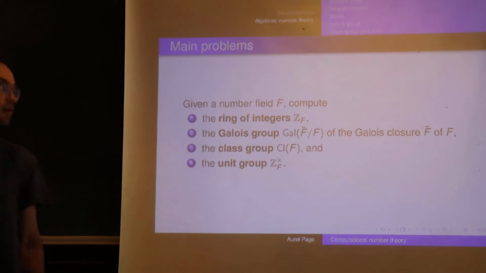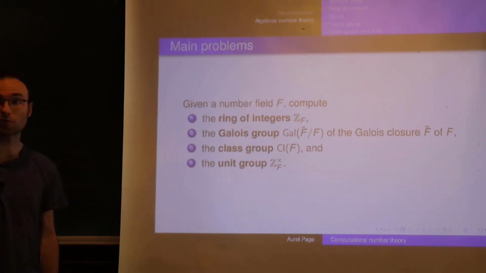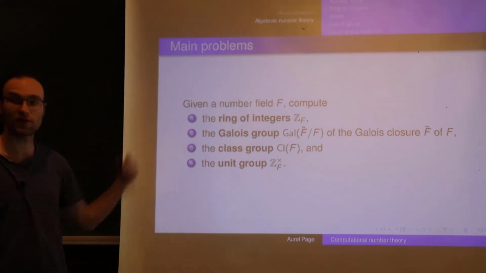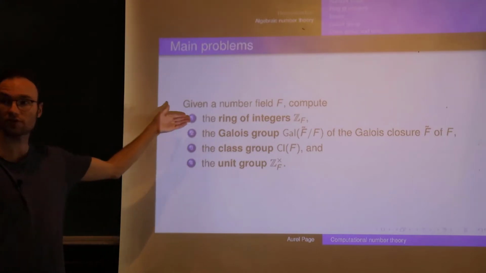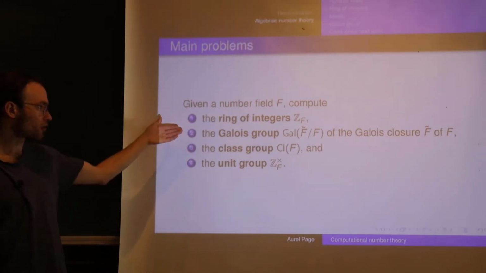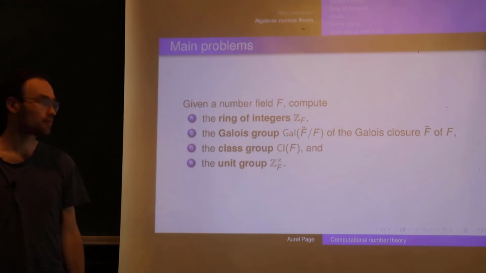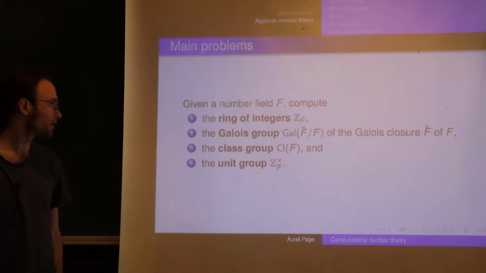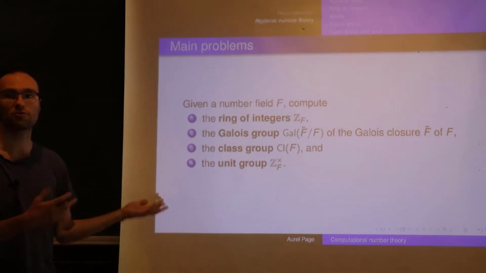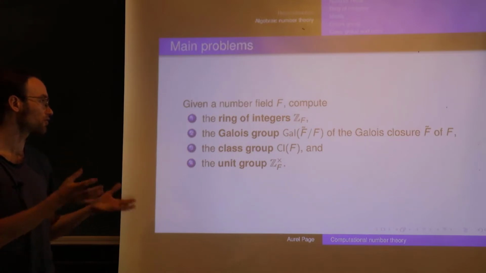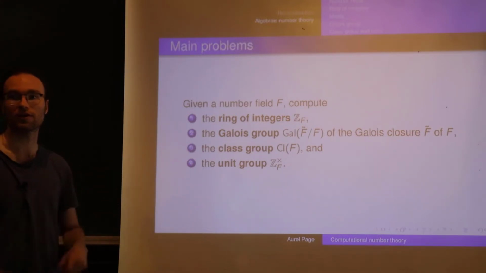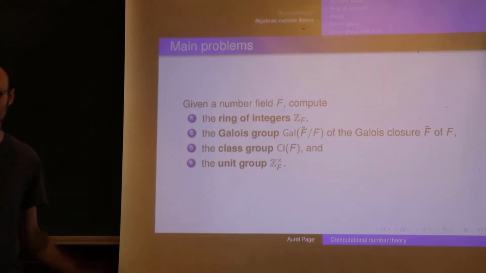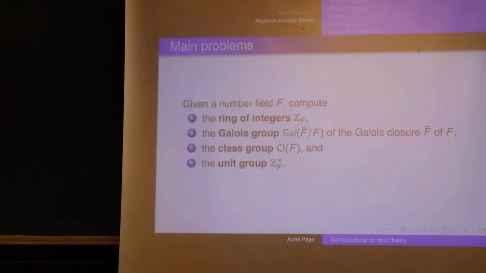Okay, so here are the main problems of computational algebraic number theory that we are going to talk about. Given a number field, you want to compute the ring of integers, you want to compute the Galois group of the Galois closure of the field, you want to compute the class group, and you want to compute the unit group. We will also talk a little bit about other operations, like some basic operations with elements and ideals, because that's also going to play a role. But these are the biggest problems.